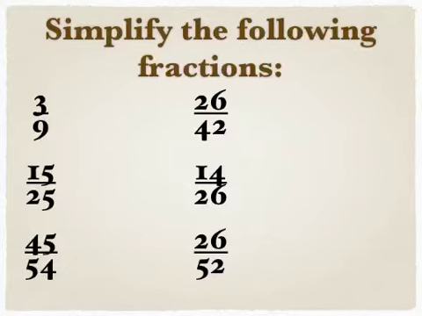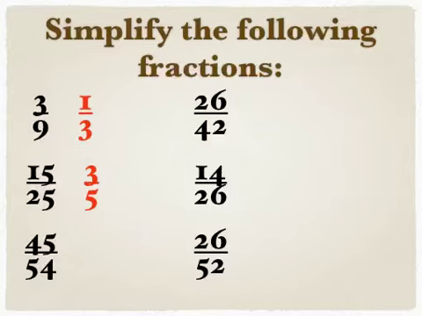So when you look at 3 over 9, you ask yourself, what number can go into both 3 and 9? The answer would be 3, so we can divide both the top and the bottom numbers by 3. Well, 3 divided by 3 is 1, and 9 divided by 3 is 3, so this can be simplified to 1/3. If you look at 15 and 25, 5 goes into both 15 and 25. 15 divided by 5 is 3, and 25 divided by 5 is 5. So simplified, it would be 3 over 5.